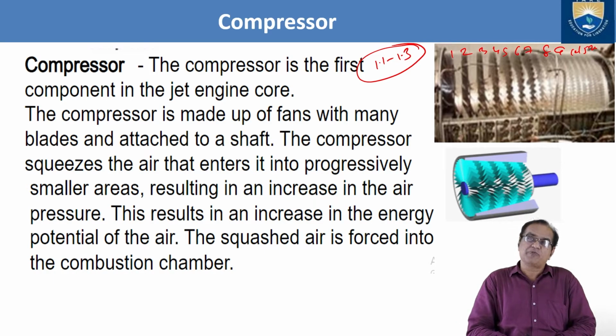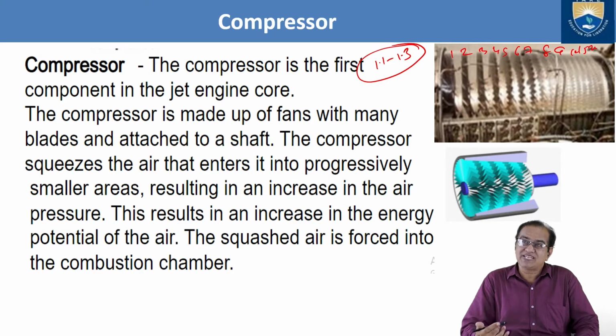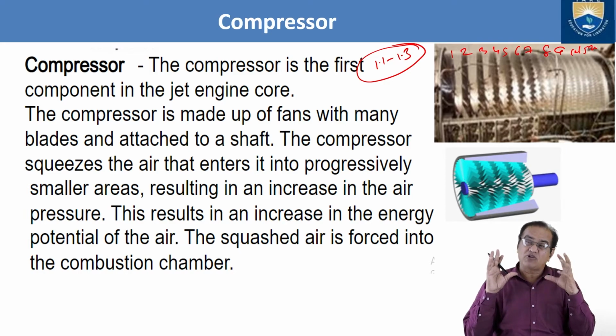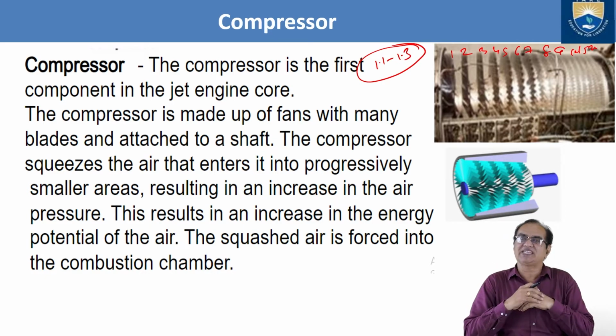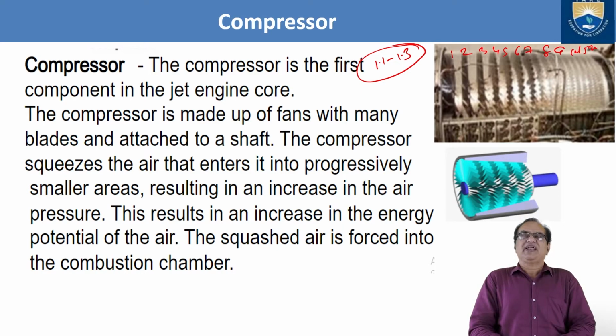So if we need more pressure, we need more stages so that the pressure can be achieved. As you increase the stages, the size and the length of the engine will also increase, so we have to compromise on the weight, the size and other things. Only then can we decide what type of engine and how many stages of compressors are required. So here I am talking about the compressor. The compressor is the first component in the jet engine core. But before that, there was a fan.